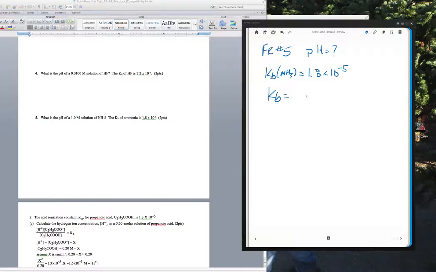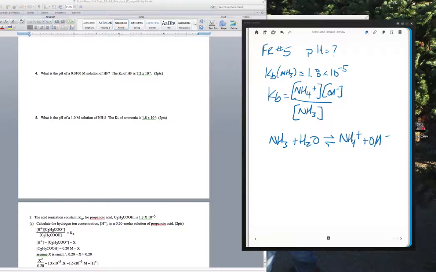All right, we know that Kb is equal to the products over the reactants, and the products are NH4 plus times OH minus over NH3. Now, the reason I knew that is because NH3 plus water yields NH4 plus and OH minus. And that's how we ended up getting these up here. And we know that when it dissociates, it always dissociates equally. So 1.8 times 10 to the negative fifth is equal to x squared over the concentration of the NH3, and it said it was a 1.0 molar solution.